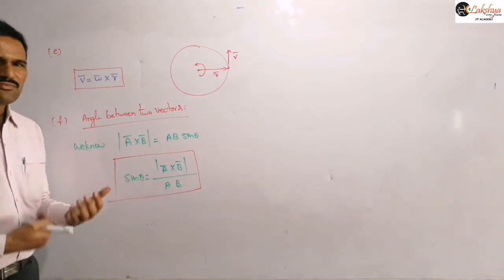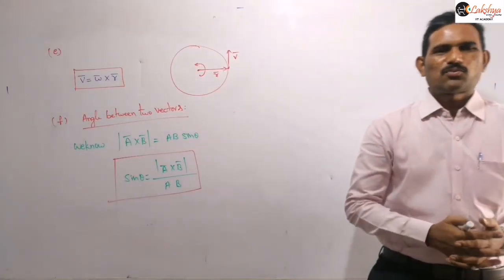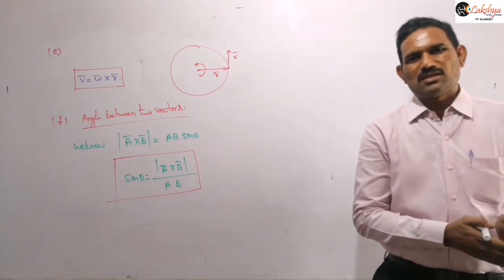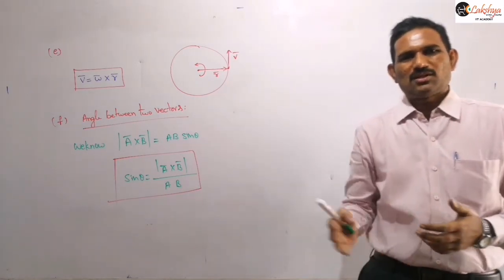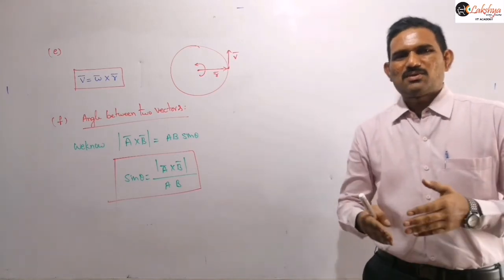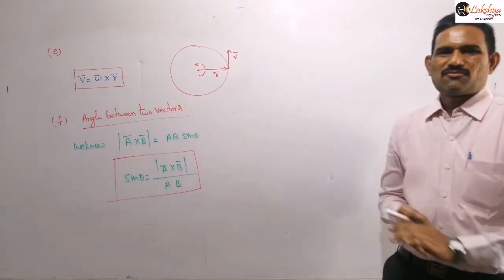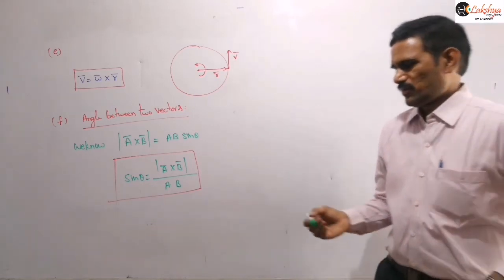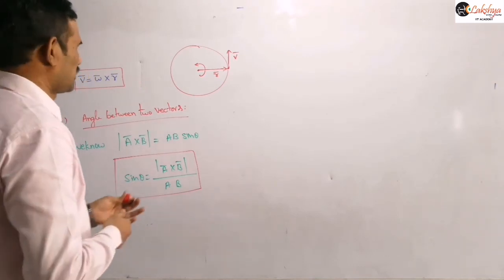But generally, if they are asking about the angles, then we prefer the dot product formula only, that means the cos theta formula, because the dot product we can find easily, but for the cross product it will take some time. We need to find the determinant, and by using the determinant we need to find the magnitude, and then find the theta value. So whenever they ask for the angle between two vectors, prefer the cos theta formula, cos theta is equal to a bar dot b bar by ab. But we can also find it by using the cross product like this.